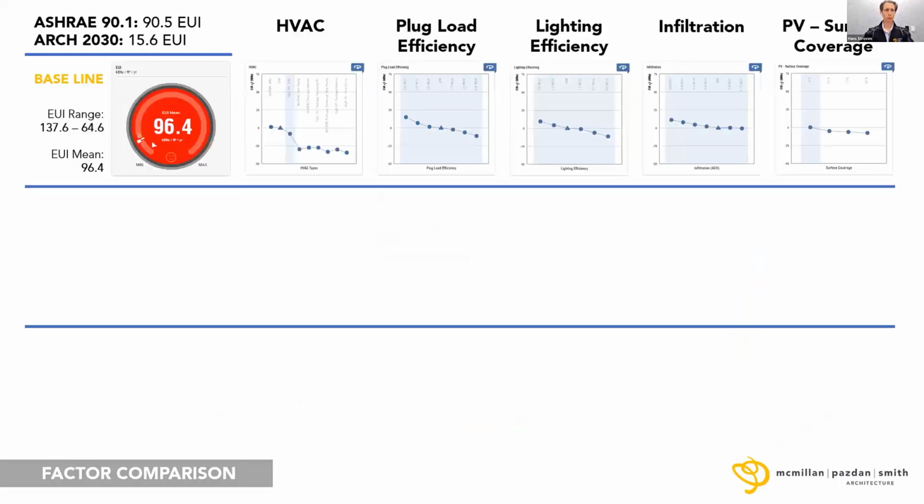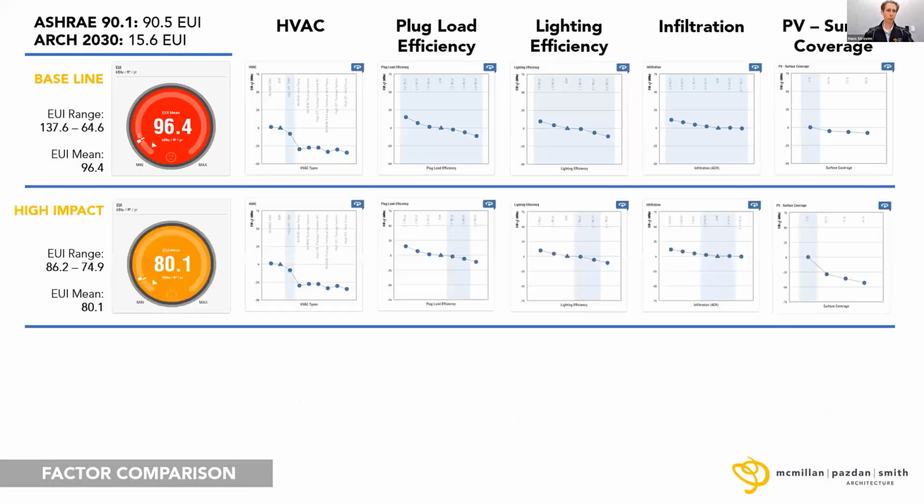So with that, we were able to then set up our baseline. We knew what the HVAC was and our lighting efficiency and our infiltration, our PV, at least for our PV, we set that to 0 because just starting off with that, we know that we may not have solar on our project. From there, we were able to then dial in those high impact items, taking that EUI down from a 96 to an 80.